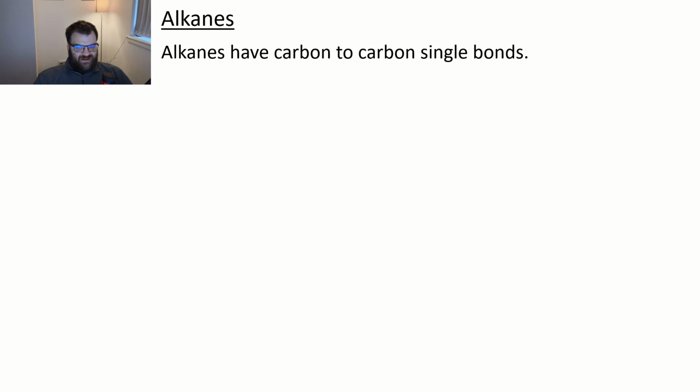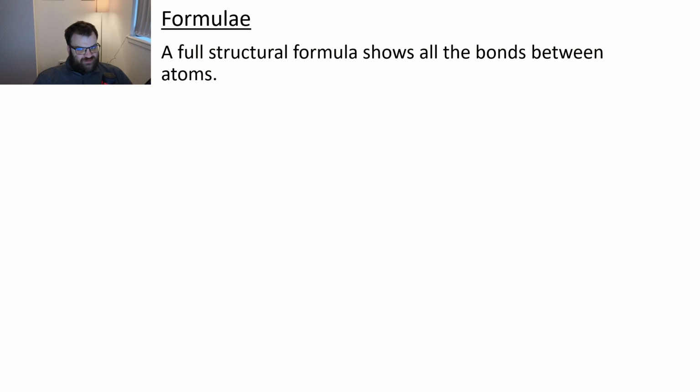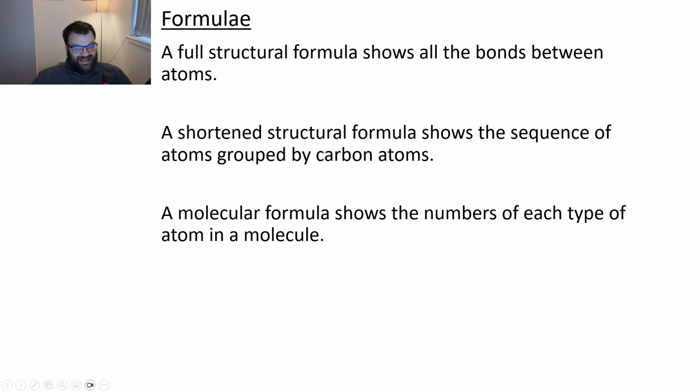The first homologous series we look at are the alkanes. Alkanes have carbon to carbon single bonds. Their names will end in "ane". When it comes to drawing formulae, you can be asked to do 3 different types. A full structural formula will show you all the bonds between the atoms. A shortened one is shrunk down a little bit, and we tend to group the atoms joined to each carbon in the chain. And a molecular formula just shows you how many of each atom there are in a molecule.